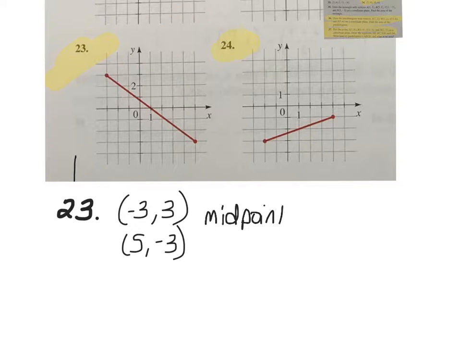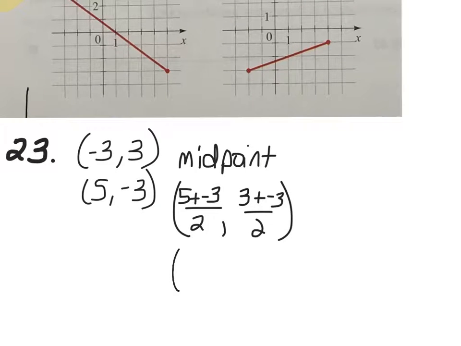In order to find the midpoint, what do I do to my x's? You subtract them. No, we're going to add. So it's 5 plus -3 divided by 2. And then my y's are what? 3 plus -3 divided by 2. So guys, 5 plus -3 is 2, and 2 divided by 2 is 1. 3 plus -3 is 0, and 0 divided by 2 is 0. So the midpoint for number 23 is 1, 0.